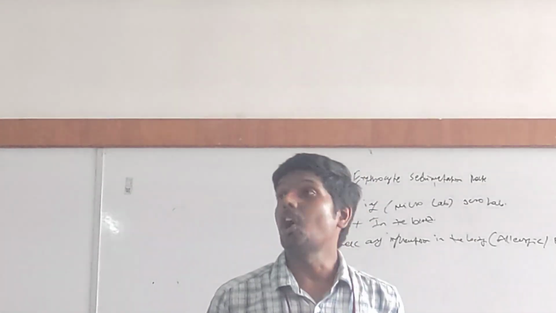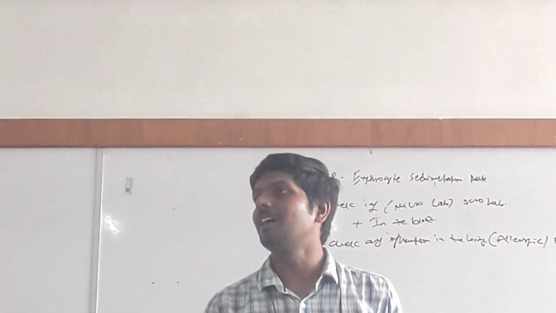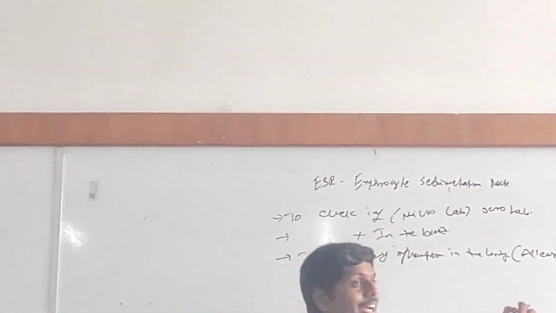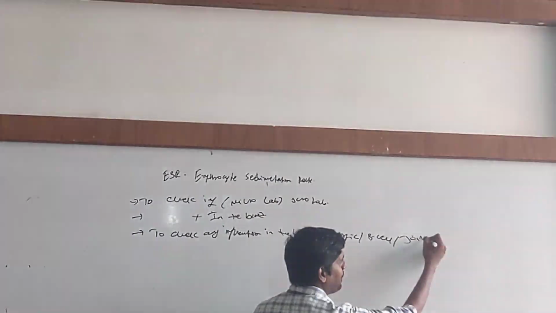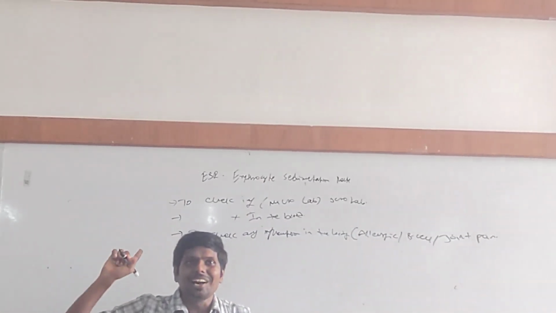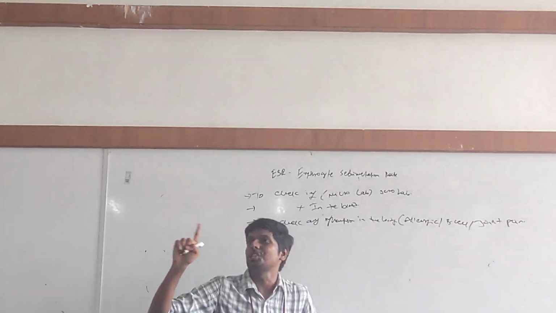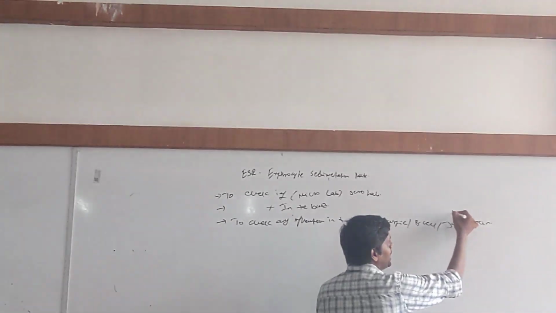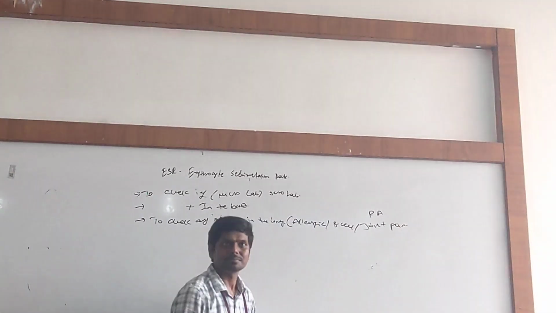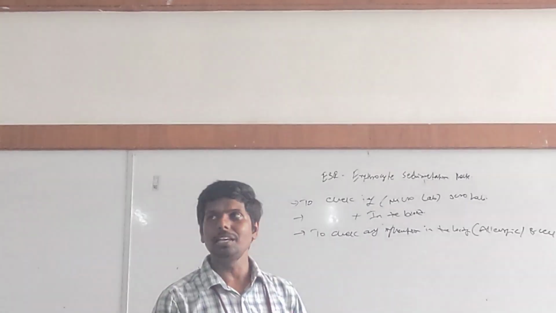Joint pains. Excellent, Mustafa. Everyone appreciate Mustafa. Joint pains, very good. Can you be specific? What joint pain? Arthritis. ESR is one of the gold standard techniques to identify arthritis in a patient. That is called rheumatoid arthritis, to be precise. So rheumatoid arthritis can be detected by ESR.